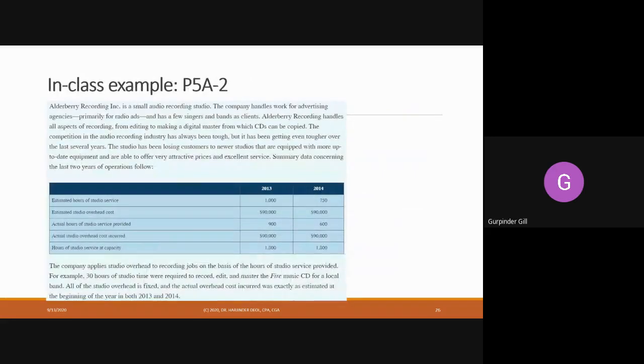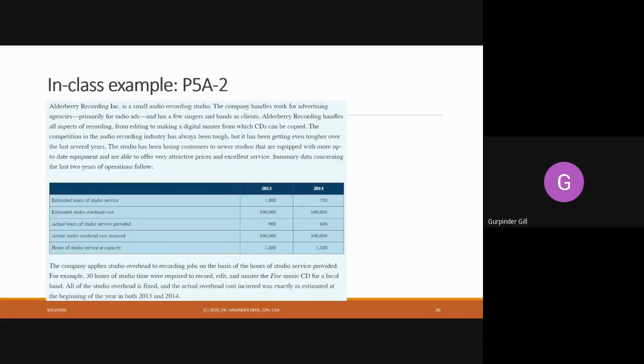So that brings us to problem 5A-2. Elderberry Recording Inc. is a small audio recording studio. The company handles work for advertising agencies, primarily for radio ads, and has new singers and bands as clients. Elderberry Recording handles all aspects of recording from editing to making a digital master from which CDs can be copied.